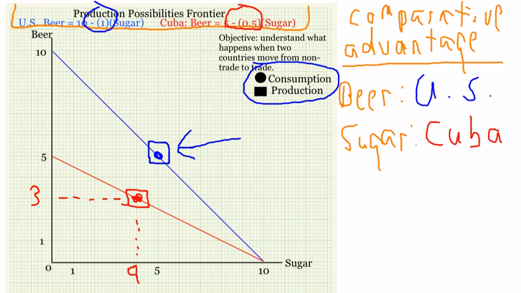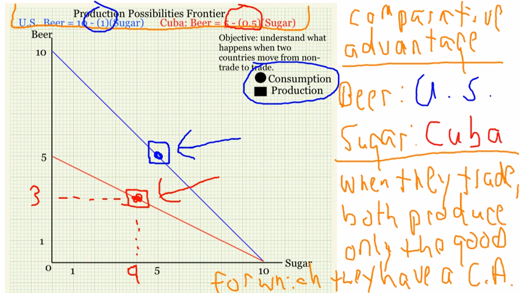We're doing a thought experiment. We're saying, what if the U.S. doesn't trade with anybody? Well, if the U.S. doesn't trade with anybody, the only things that they can consume are what they produce. So the rectangle is on the circle, production equals consumption, and the same thing can be said for Cuba. I've got them consuming and producing 4 sugar and 3 beer.